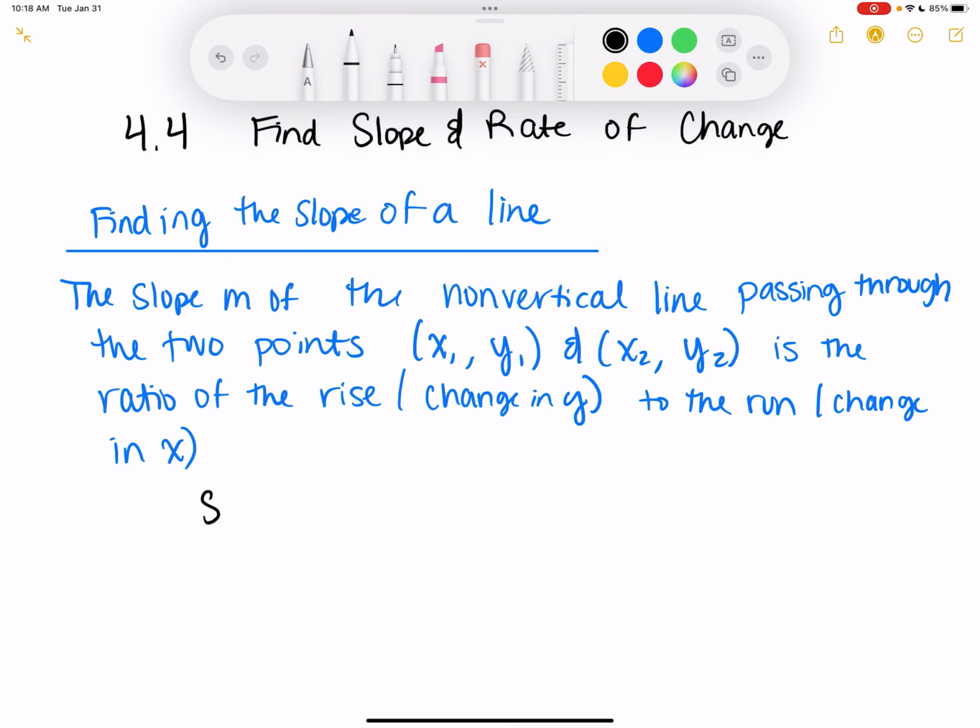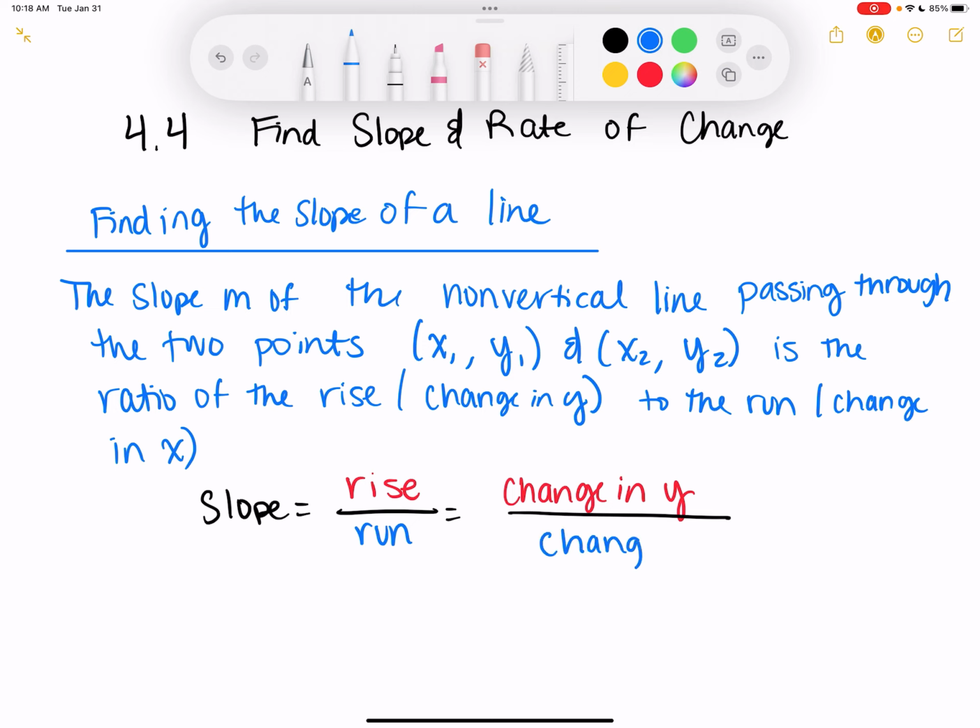So I'm going to write it this way. Slope is equal to rise divided by run, or we can also think of it as the change in y divided by the change in x.